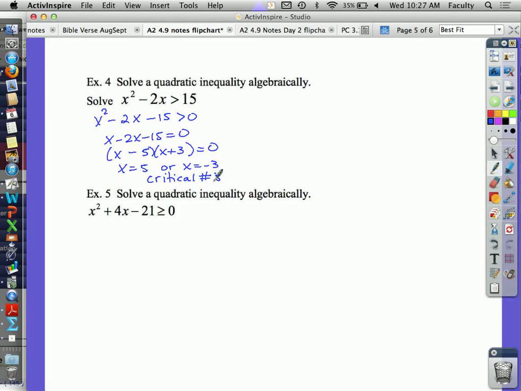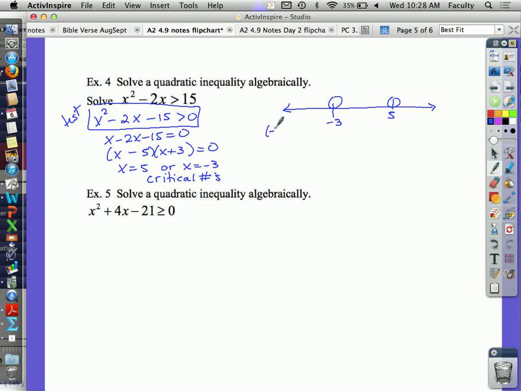And what you do with the critical numbers is you put them on a number line. They're open because it's a strictly greater than symbol. And then we're going to test. But you're going to test here, okay? You're going to test in here where you have a 0.